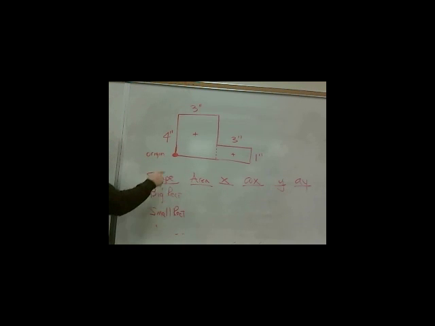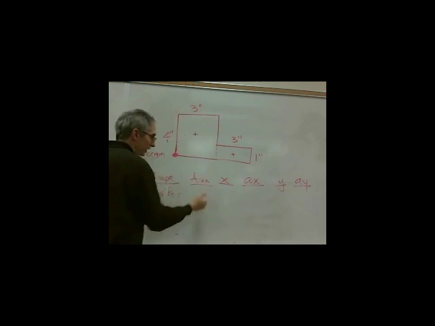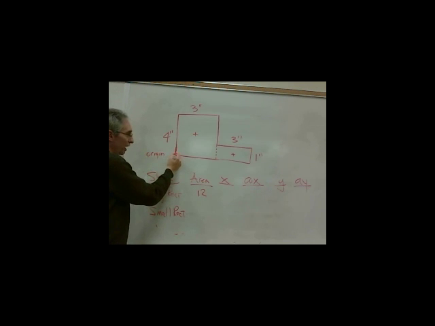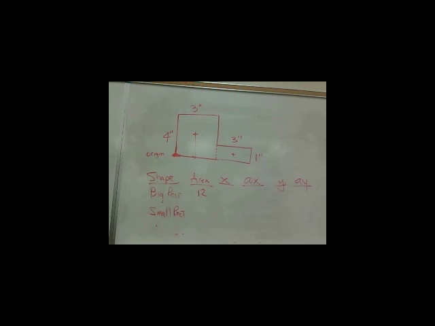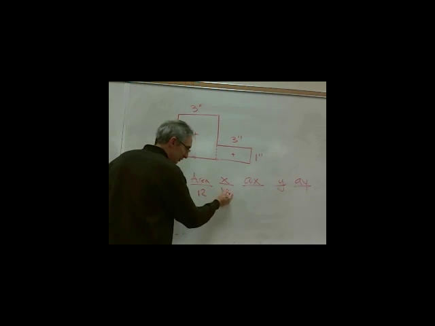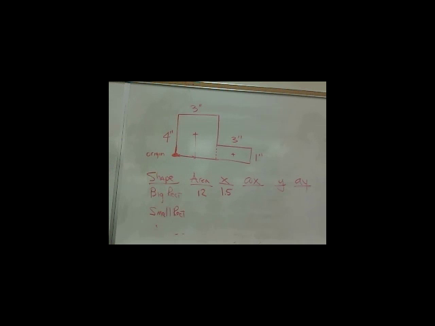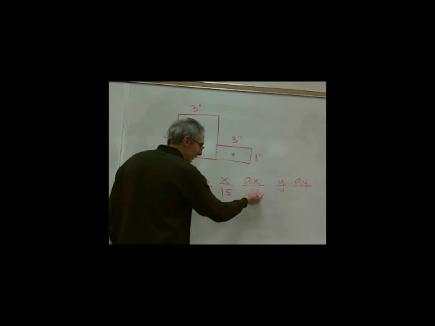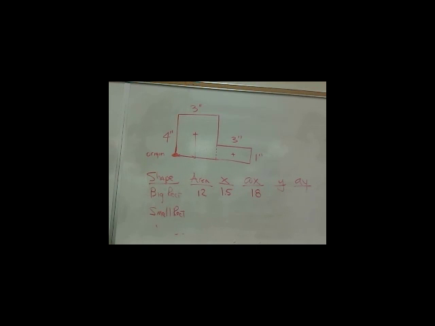Big rectangle. What's the area? The area is 4 inches by 3 inches. That's 12 square inches. From the origin, how far in the x direction do I have to move to get to the big rectangle centroid? And you'd say I have to move 1.5 inches. Okay? Area times x gives me ax. So 12 times 1.5 gives me 18.